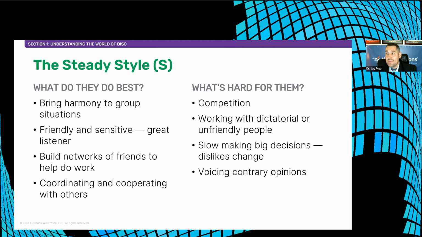With S's, they are harmonizers. They're sensitive. They're friendly. They build networks. They're coordinators. They're cooperators. And the thing is, they don't like things that are competition driven. They don't like things that are unfriendly or that seem too aggressive. That's why D's and S's don't click all the time. They don't like change. They don't like contrary opinions. They are very much, can we all just get along? And they do stay in the lane, right? They don't take risks. That's another area.